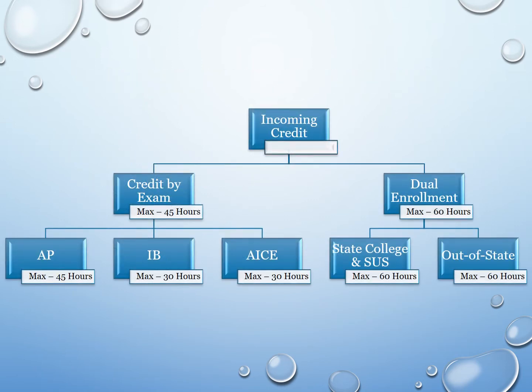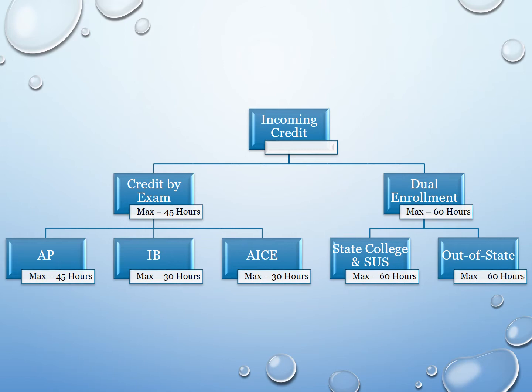And this is just another way to kind of see it. Again, I'm a visual learner. We've talked about this, I think, in Module 1. But this is just another way for you to see the breakdown of what it is that students can have. So we've got, of course, our incoming credit at the top, and then if we're going over to the left, we've got our credit by exam, which, like we talked about, max is 45 hours.